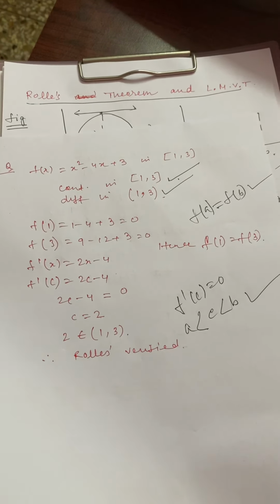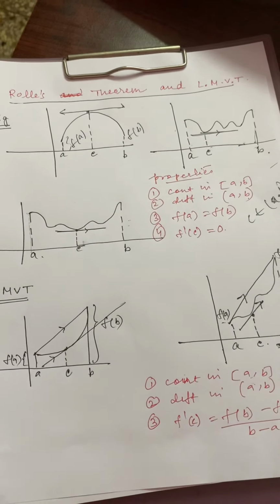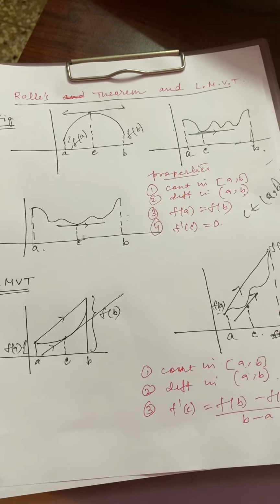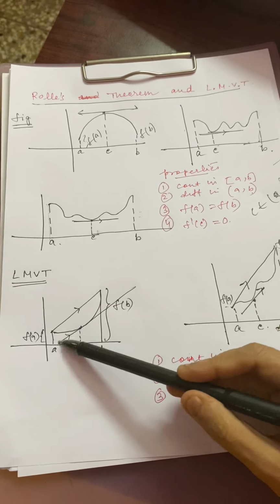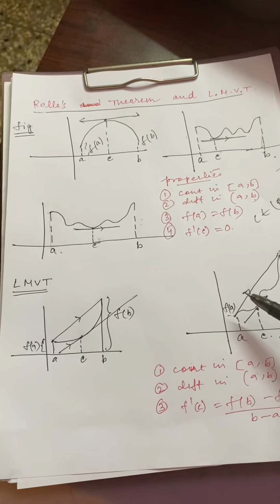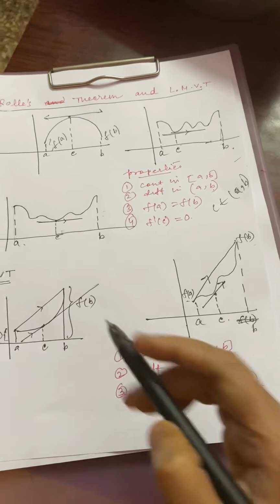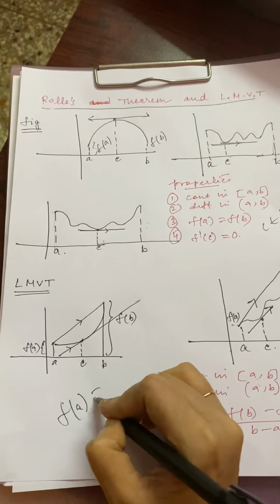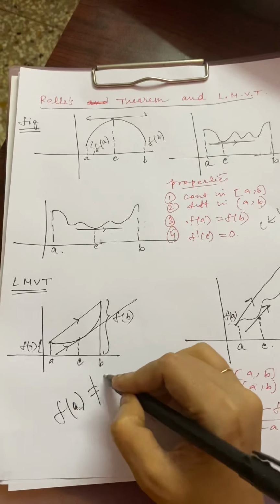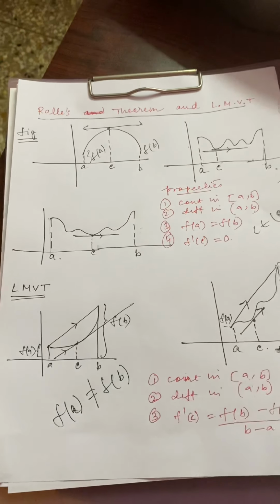Next, check LMVT, the Lagrange mean value theorem. See, in this curve you see that f(a) and f(b) are not equal. It is a very vital condition: f(a) and f(b) are not equal.